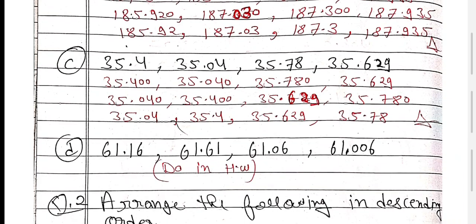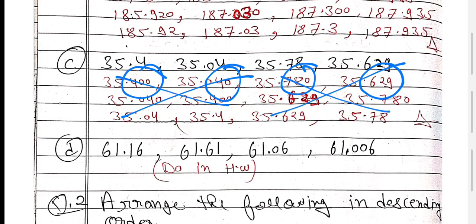Now the C part: it is 35.4, 35.04, 35.78, 35.0629. They have 3 decimal places maximum, so increase 1 zero, 1 zero and 2 zeros. Now they are all like fractions. Now just do the comparison: 35, 35, 35, all are 35. Now do the comparison after the decimal. They have 400, 040, 780 and 629. The 040 is less, right, so put it here. After 040 comes 400, then 629 and 780.